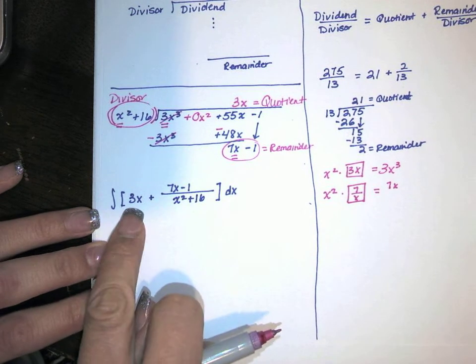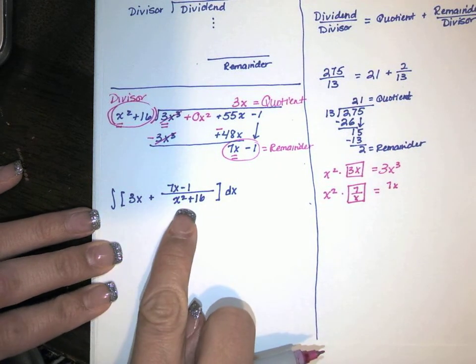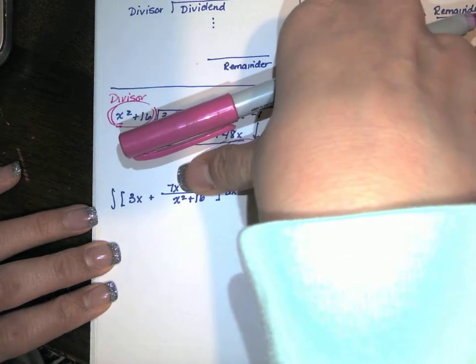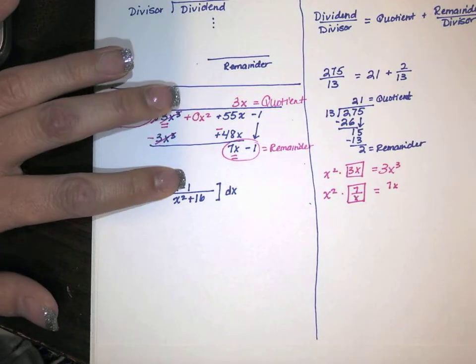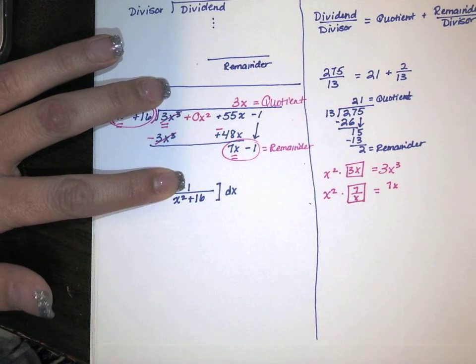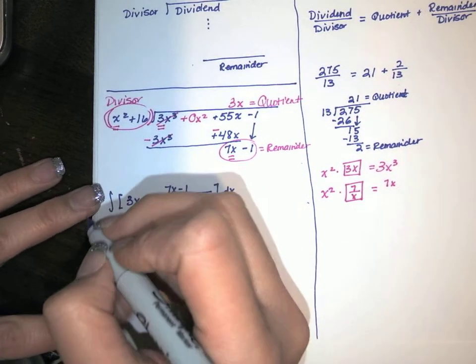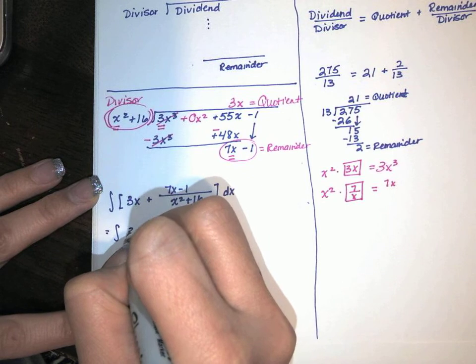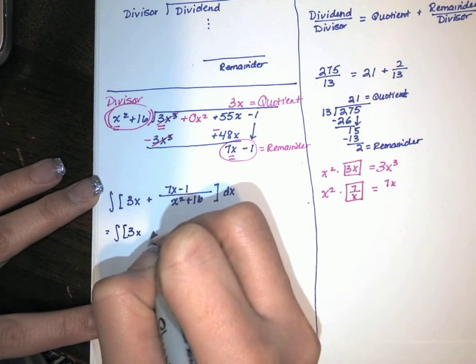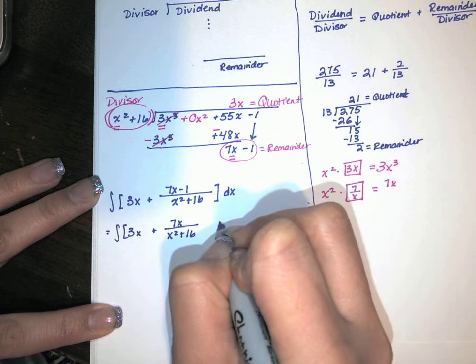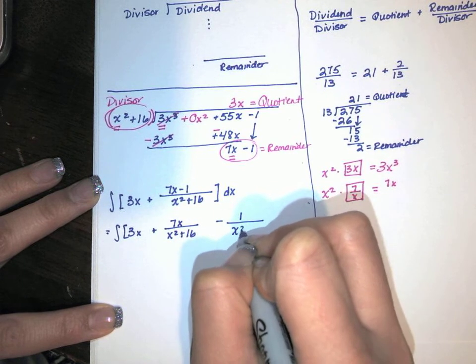All right, do I have a rule for that? Well, no, not technically. But if I got rid of the negative 1, I'd have a u-sub. And if I got rid of the 7x, I'd have an arctan. So I can separate the numerator on this one. It's good practice to separate the numerator as well. So we're going to separate the numerator on the second one: 7x over x squared plus 16 minus 1 over x squared plus 16.